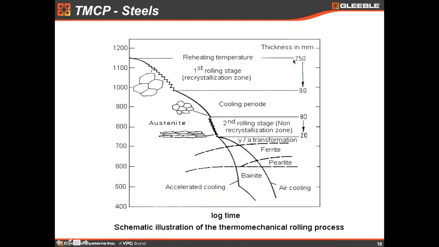This is typical from a plate mill. Let's say we start from a slab of 250 millimeters thick, and then the transfer bar will be about 80 millimeters, and let's say the final plate will be 20 millimeters. So this is typical. I'll show some practical cases at the end.